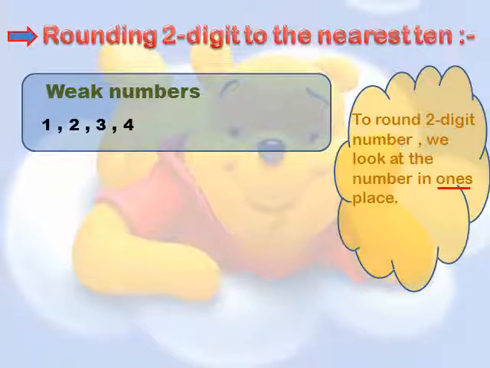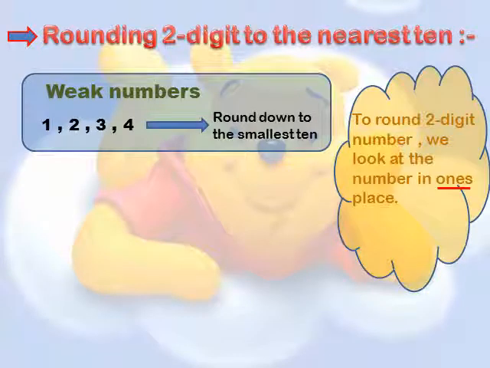Yes, 1, 2, 3, and 4 are weak numbers. So what will they do with a number with two digits? It will round down to the smallest 10.